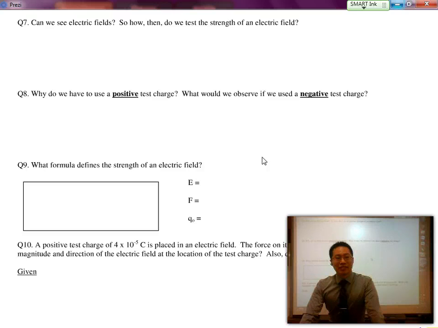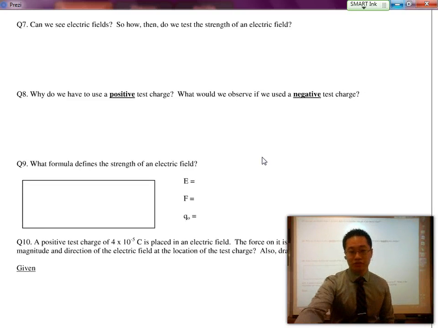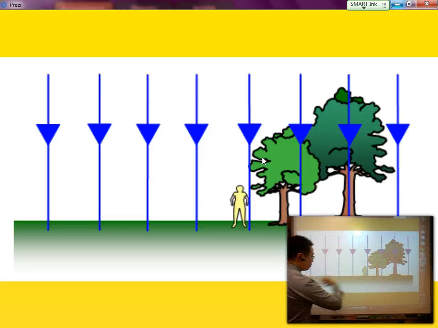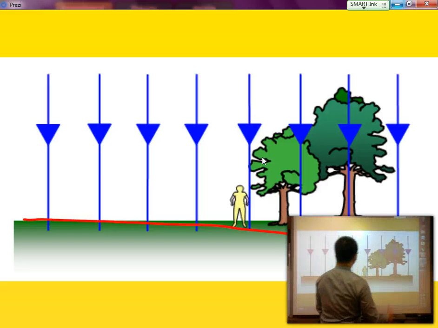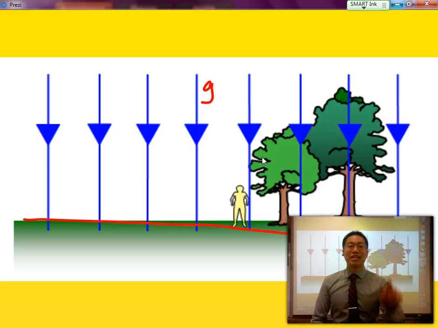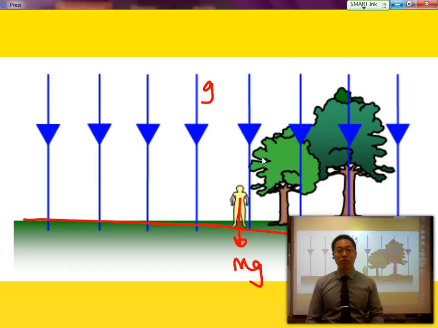Okay. Now, ultimately, an electric field is just like a gravitational field, something that exists around the charge. But what's more interesting is what happens when you place another charge inside that electric field. Let's just go back to our example of gravity for a moment. Right now we have the Earth, and we see our gravitational field G, which is pointing downward. Any object that's placed inside that gravitational field is going to feel a gravitational force.